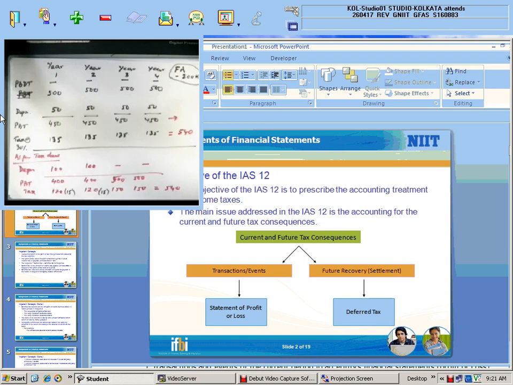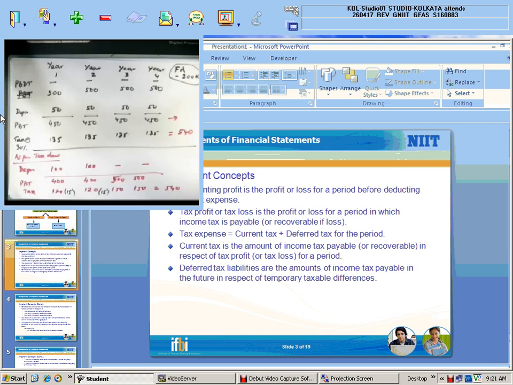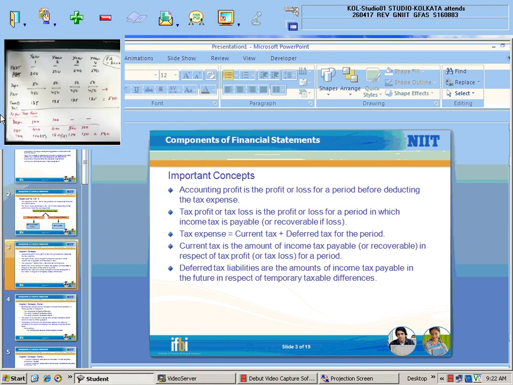Remember, accounting profit is the profit or loss for a period before deducting the tax expense. That is what is called accounting profit. Whatever profit is earned by a company before deducting the tax expense is basically the accounting profit. Now, tax profit or tax loss is the profit or loss for a period on which income tax is payable, or recoverable if it is a loss. So there are two concepts, accounting profit and tax profit.